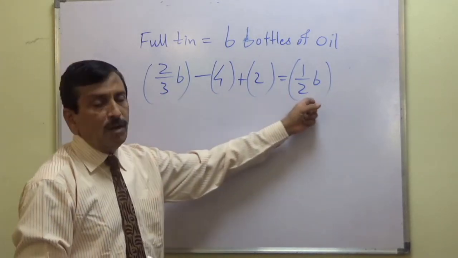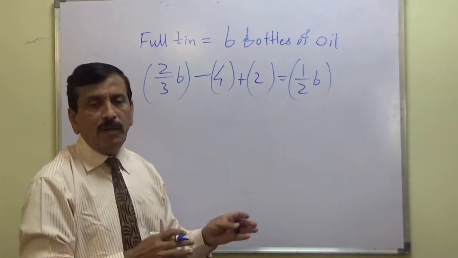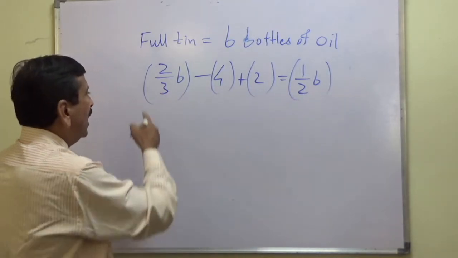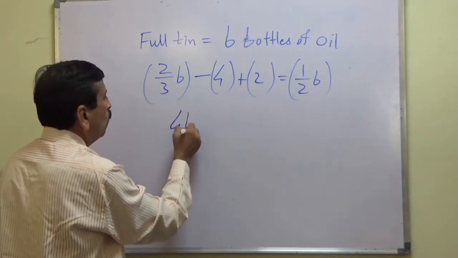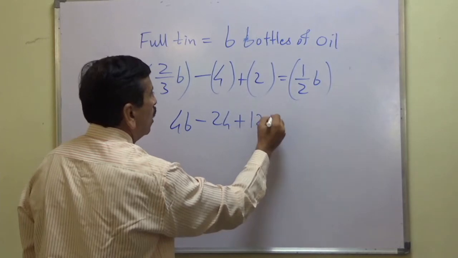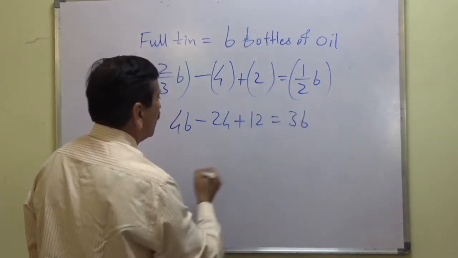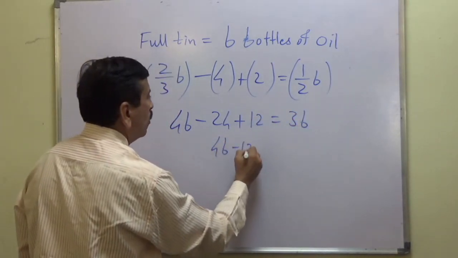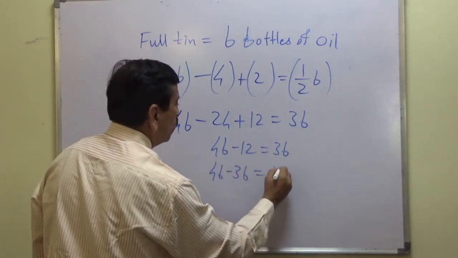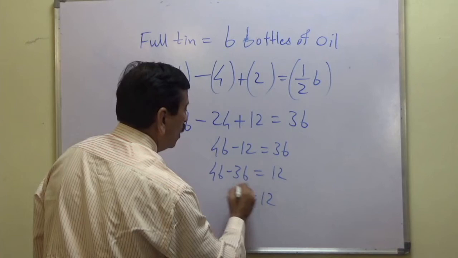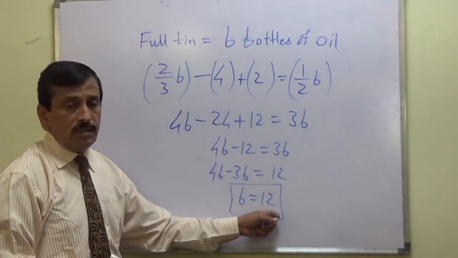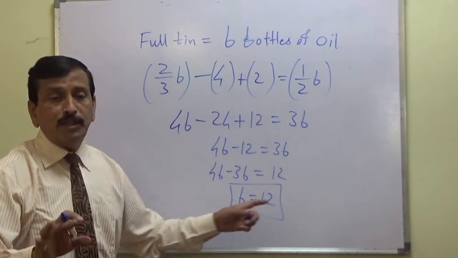3 and 2 are the denominators. I want to get rid of the denominators. In order to remove the fractions, I multiply the entire equation by 6. Multiplied by 6, 4b. Multiplied by 6, 24 minus 12. Multiplied by 6, 3b. And therefore 4b minus 12 is equal to 3b. So 4b minus 3b is equal to 12. So b is equal to 12. That means the capacity of the tank is 12 bottles.